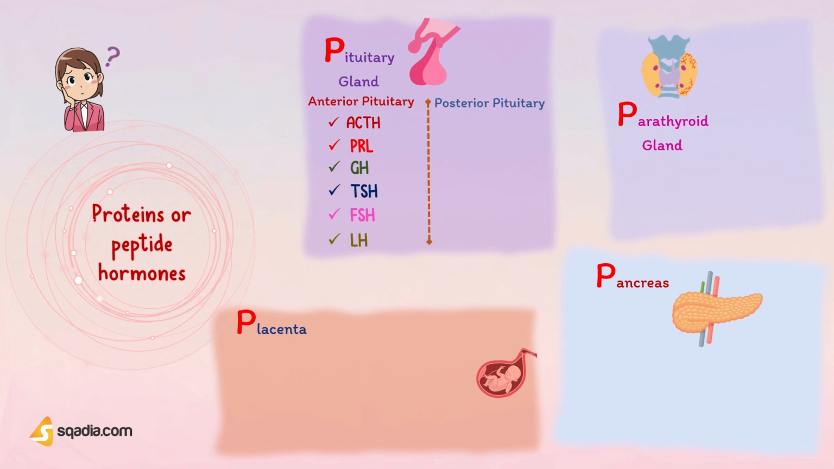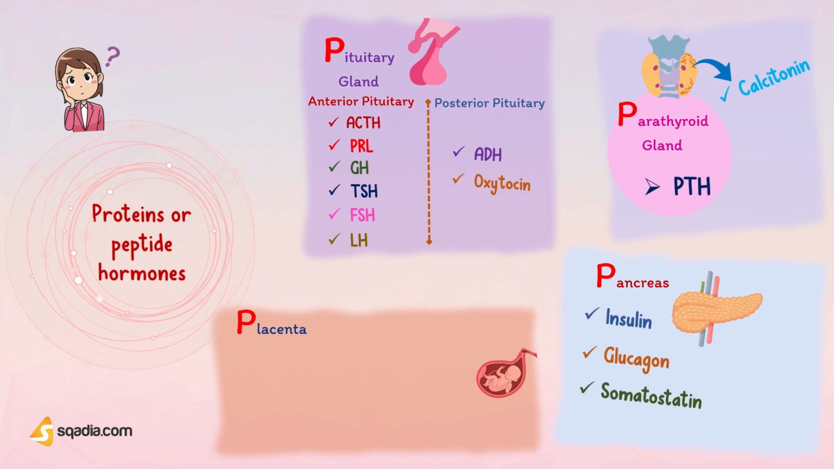Through the posterior pituitary gland, peptide hormones are the antidiuretic hormone, ADH, and oxytocin. So all these pituitary hormones are peptides or proteins. Now, the parathyroid gland secretes parathyroid hormone, which is parathormone, a peptide hormone. Calcitonin from the thyroid gland is another example of a peptide hormone. Now, the pancreas releases insulin, glucagon, somatostatin, and pancreatic polypeptide.